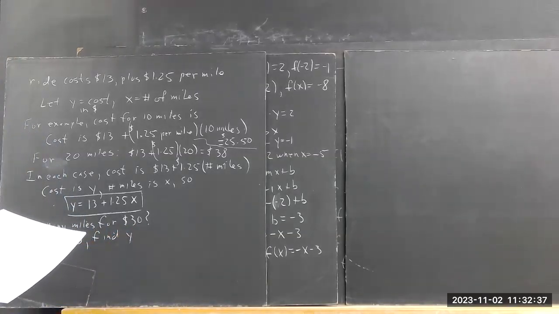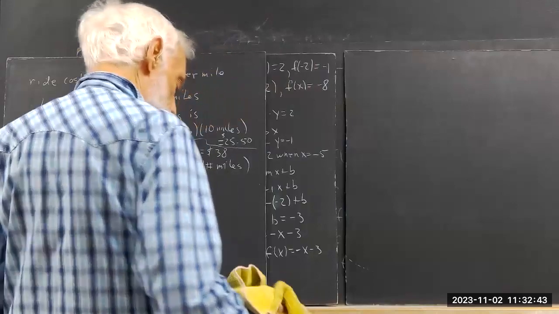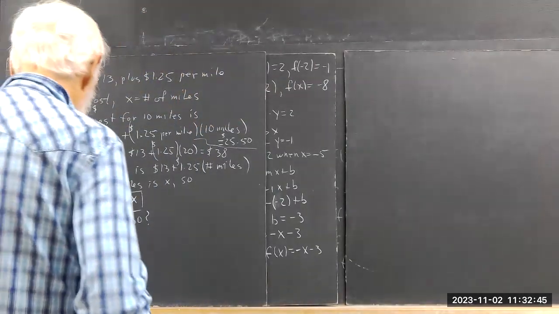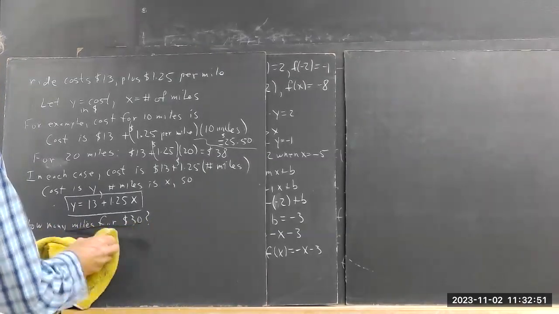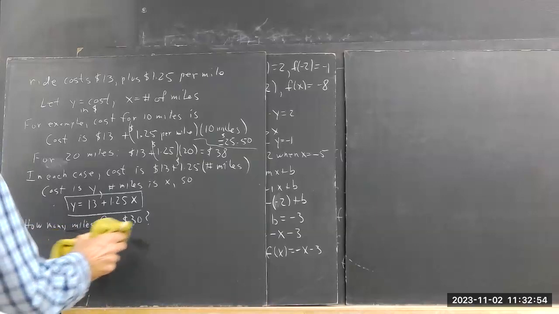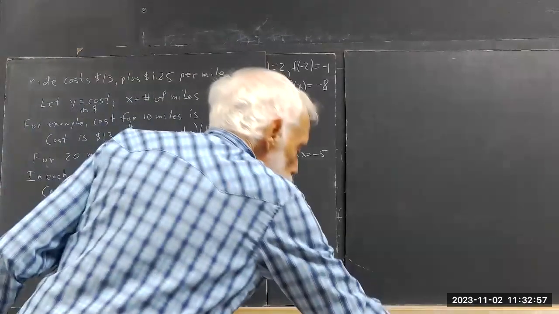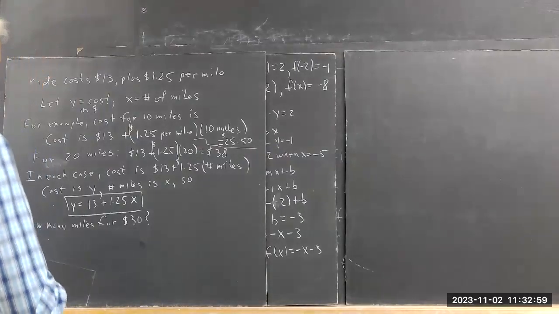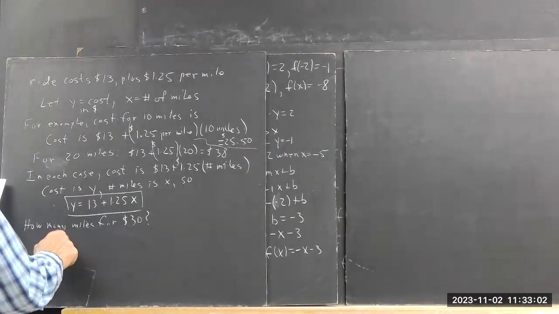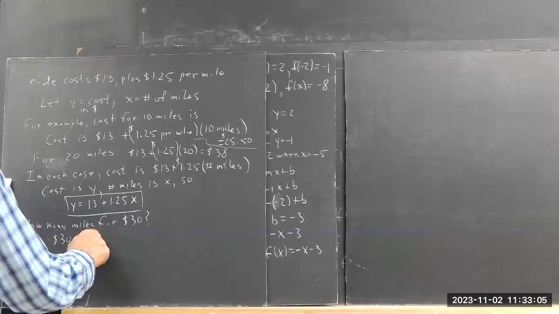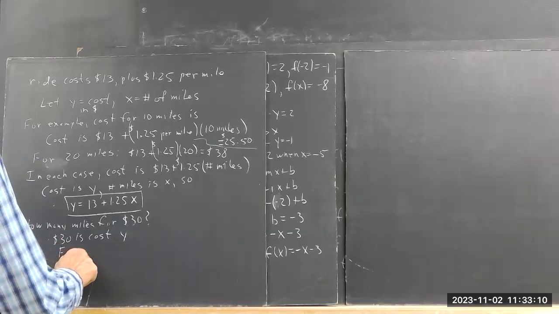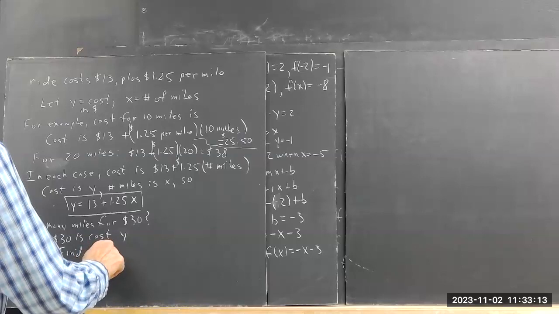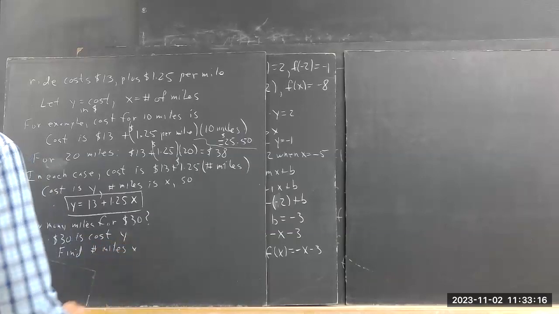X is 30. No, wait, $30, not X. That part of this. Right, but there we go. Okay. $30 is the cost Y. Find the number of miles, which is X.